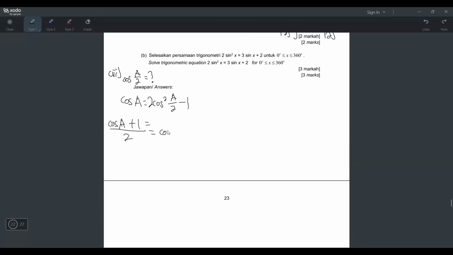And then here you're left with cos square A over 2. So far so good? You understand what I wrote? You're just moving the minus 1 over there and then times 2 becomes over 2 like that, right? But don't forget what they want to find: cos A over 2, right?